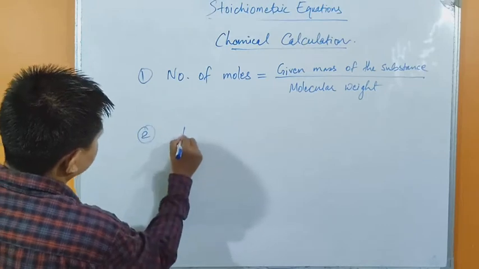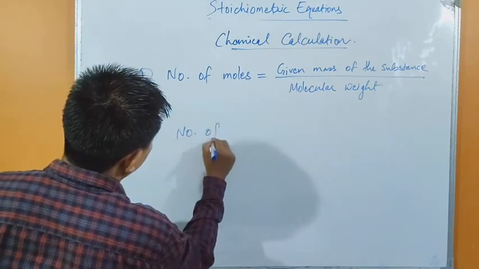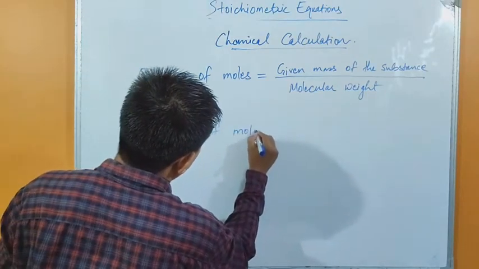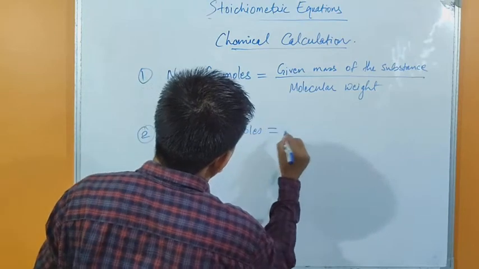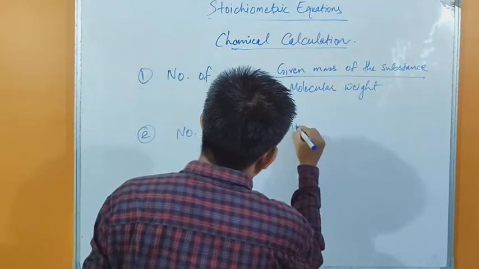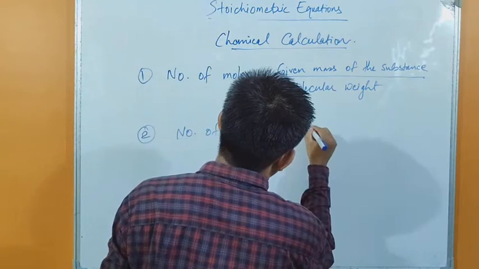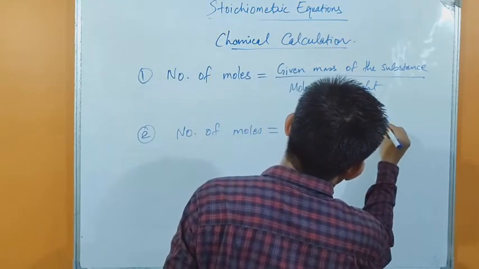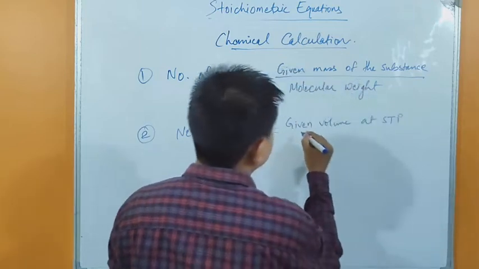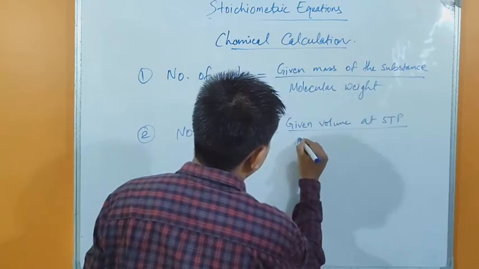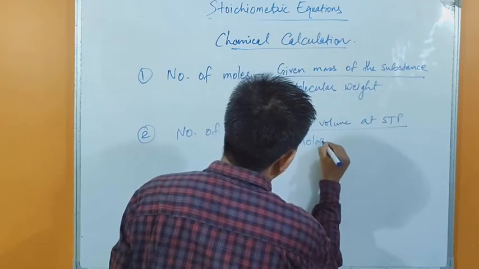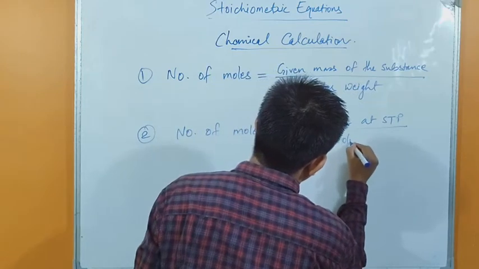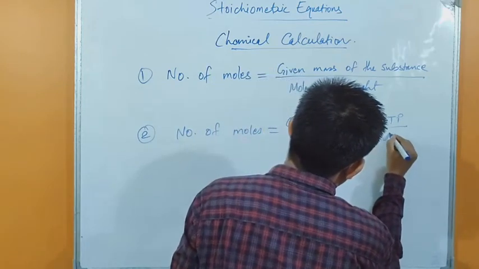number of moles equals the given volume at STP, standard temperature and pressure, divided by its molar volume at STP.